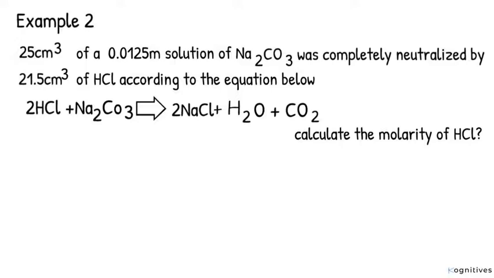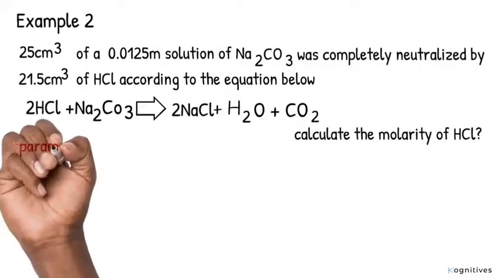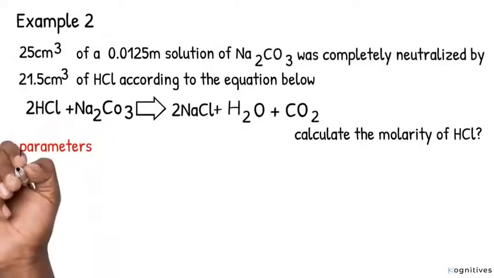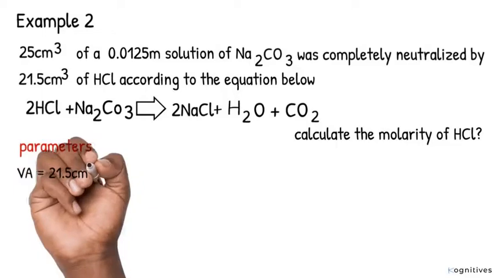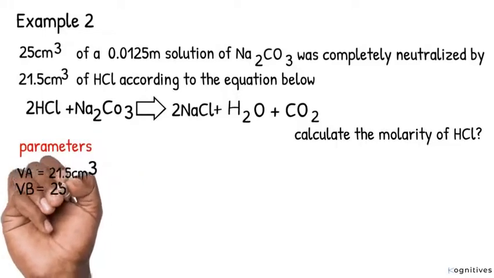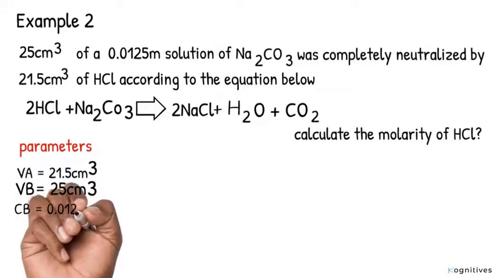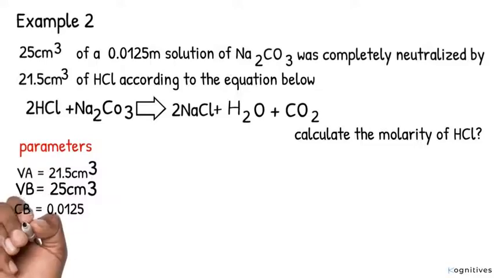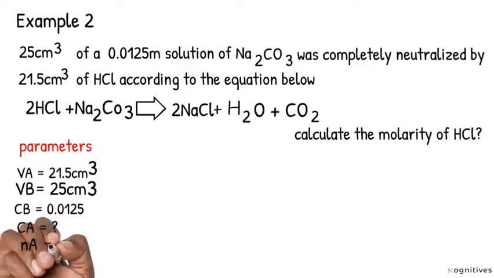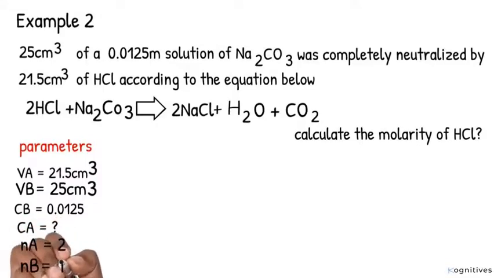Our solution is this. As you can see, this question involves a reaction between an acid and a base, so we use the third formula above. Writing out our parameters, we have volume of acid equals 21.5 cm cube. Volume of base is equal to 25 cm cube. Concentration of base is equal to 0.0125 molar. Concentration of acid is what we are asked to look for, it is the unknown. Number of moles of acid is equal to 2 and number of moles of base is equal to 1.